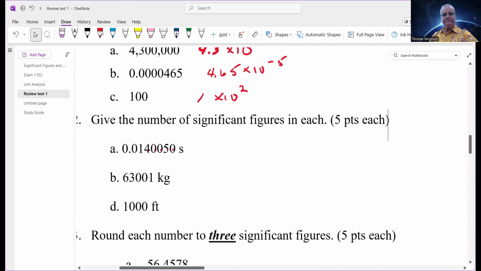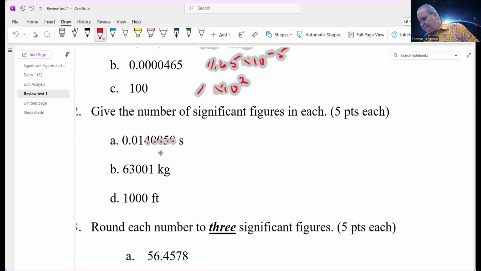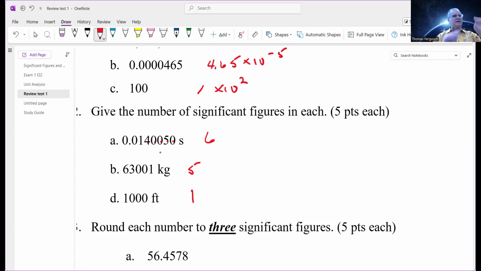Okay, count the sig figs. So we're looking at beginning zeros never count. So we're looking at 1, 2, 3, 4, 5, 6. Zeros in the middle always count. So we're looking at 5. Zeros at the end count only if there's a decimal. There's no decimal. Well, it doesn't say, it just says how many sig figs. But good catch though. Always check that kind of stuff.